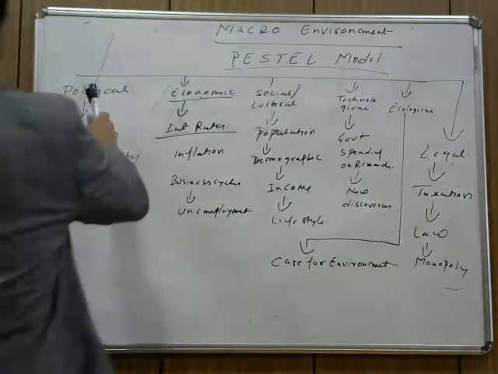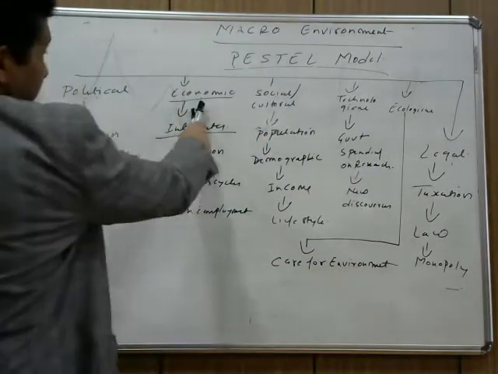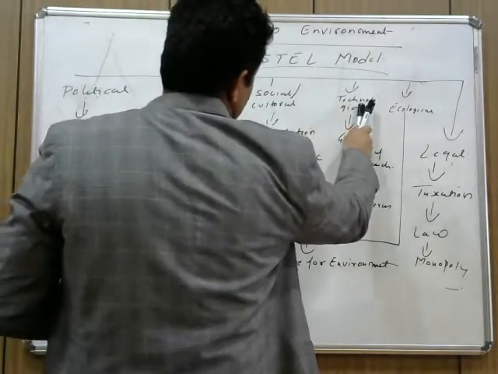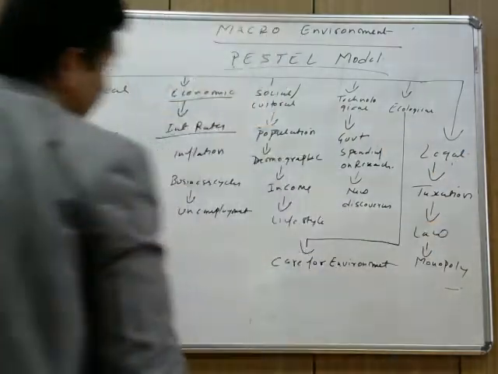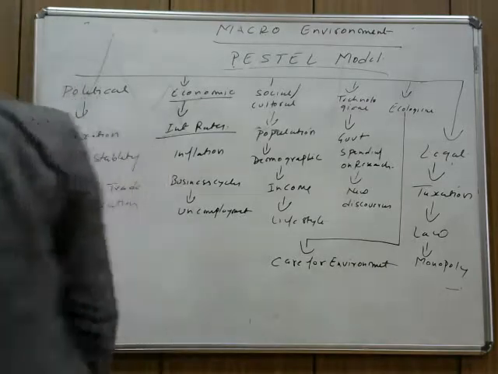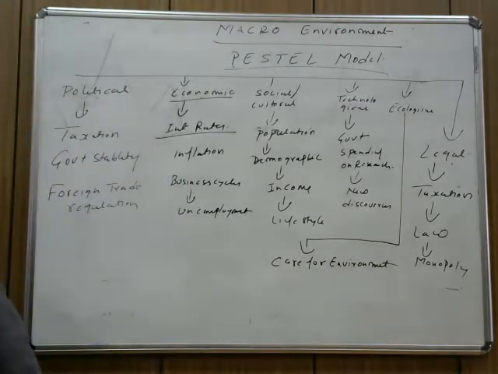Learn here: P for political, E for economic, S for social culture, T for technological, E for ecological, L for legal. We represent this as PESTEL model. Now this is a part of macro environment. This is a part of macro environment, and just note down this thing.